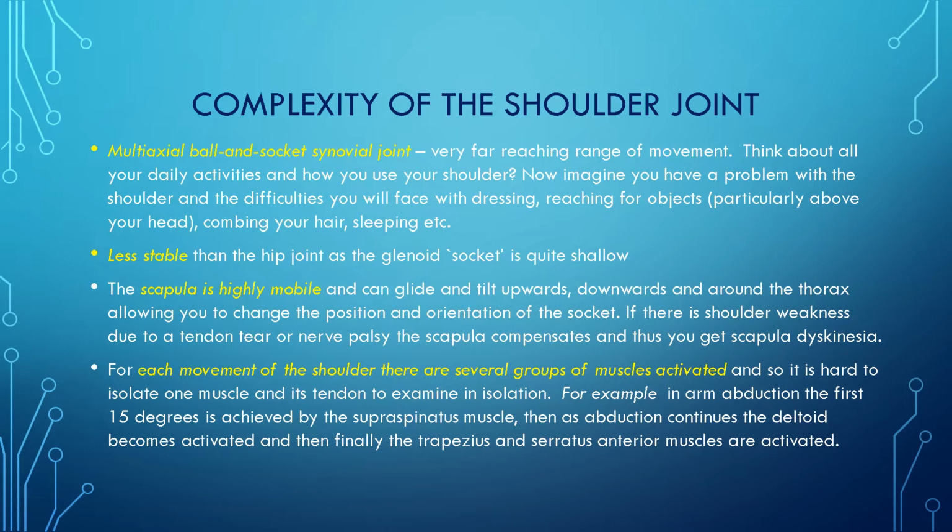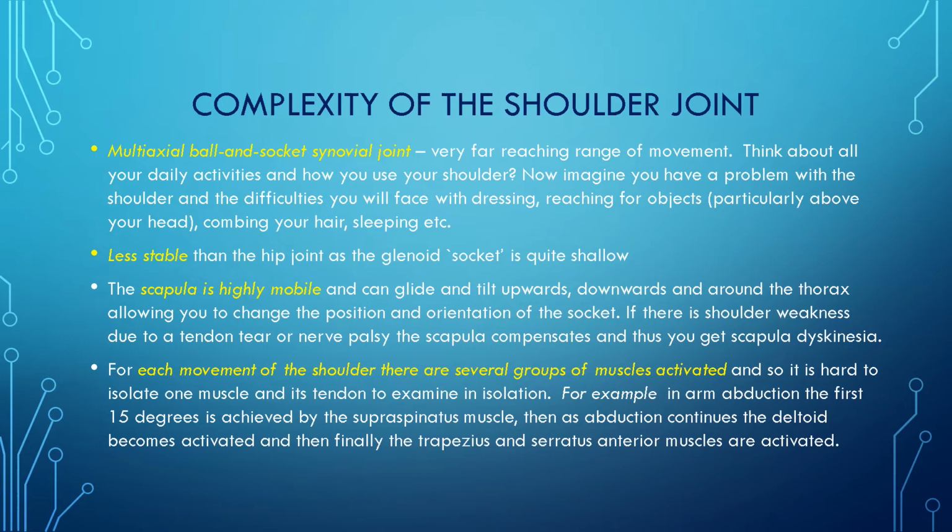Which means if there's any shoulder weakness due to a tendon tear or a nerve palsy, the scapula can compensate, and thus you get these really abnormal scapular movements, just to allow the person to do the movement they need to do. And part of the examination of the shoulder is looking behind and watching the scapula move back and forth, looking for any abnormal movements, which give you a hint, a clue as to maybe a nerve palsy, like a long thoracic nerve palsy, or a problem of a tear of maybe the rotator cuff.